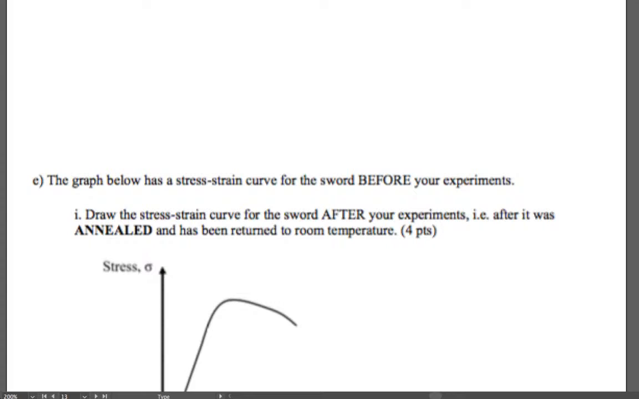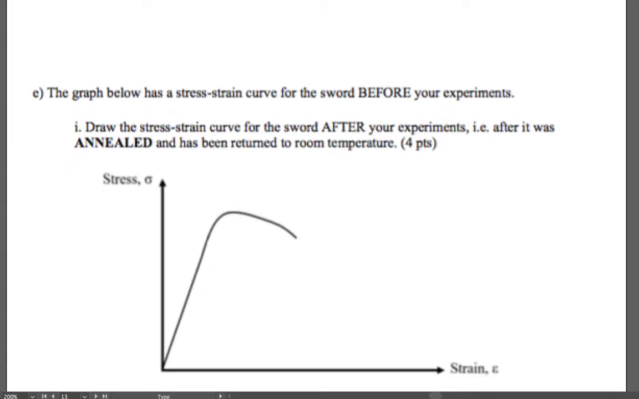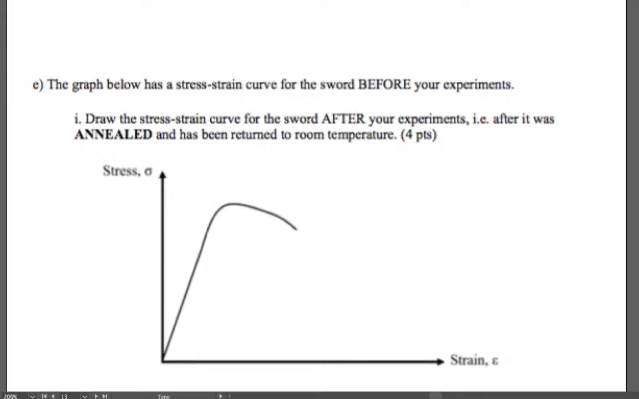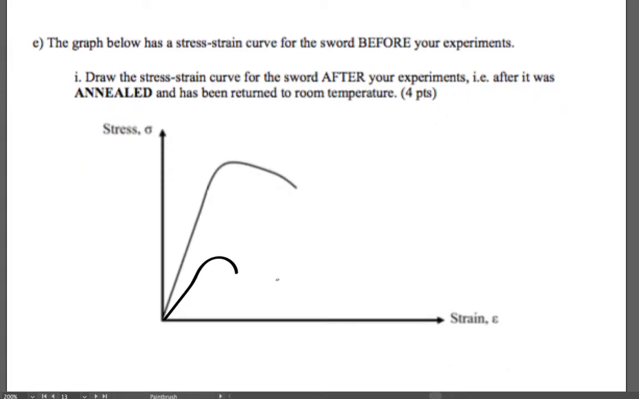The graph below has a stress strain curve before your experiments. Oh, you have already done that. Draw the stress strain curve for the sword after your experiments, i.e. after it was annealed and has been returned to room temperature. According to my assumption, it would have some force, and then it's going to fracture at some point. That's my prediction, because it is made much stronger.